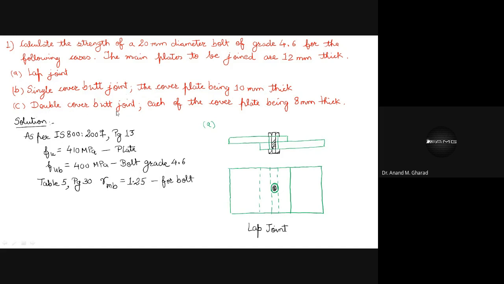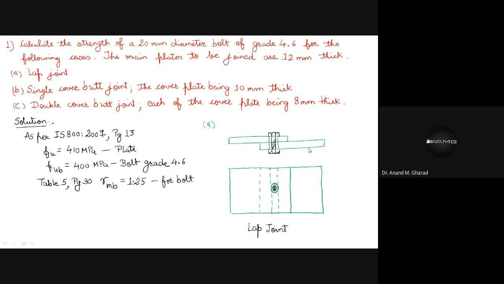Third is double cover butt joint, each of the cover plate being 8 thick. So we will go case wise. Let us consider case number 1, which is lap joint. So as you know, how is the lap joint? This is this lap joint connection.